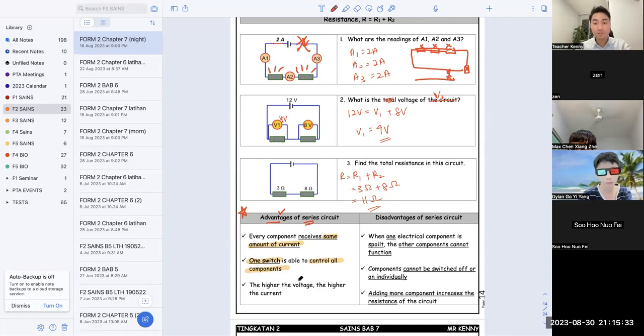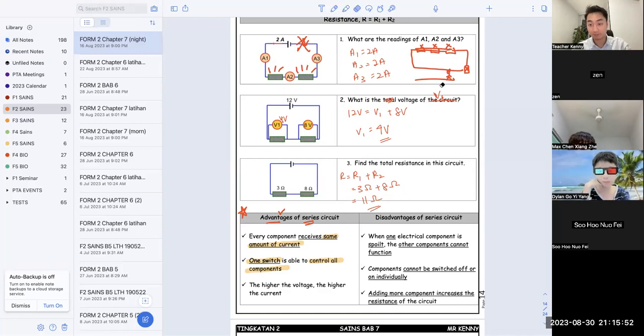Okay, so next thing over here, the higher the voltage, the higher the current. Means what? That means if I increase my battery, my battery power, it will push more. Then my electricity will be brighter. Okay, so that's at least the first two is important.